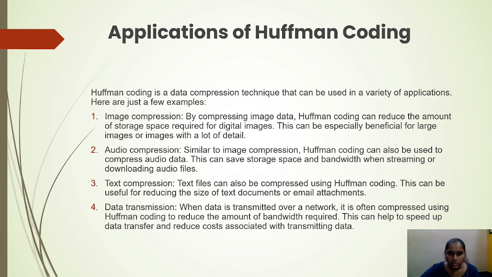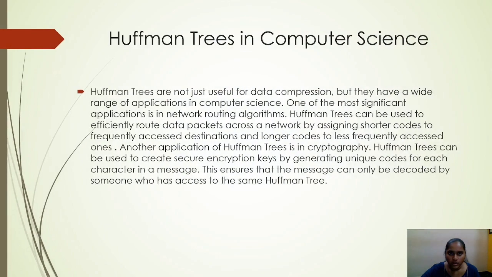Data transmission. When data is transmitted over a network, it is often compressed using Huffman coding to reduce the amount of bandwidth required. This can help to speed up data transfer and reduce cost associated with transmitting data. Huffman trees in computer science. Huffman trees are not just useful for data compression, but they have a wide range of applications in computer science.